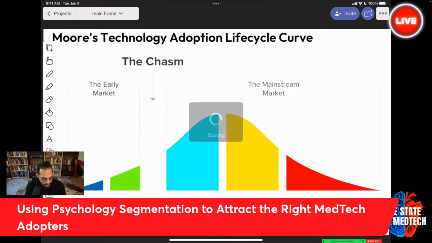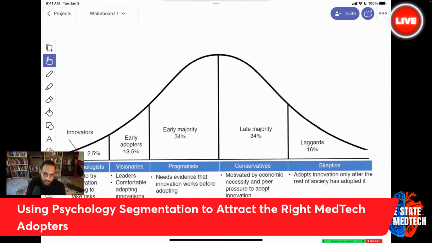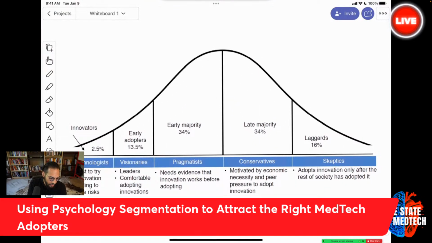Okay, so let's talk about the psychographics of this. When we look at the adoption curve, every one of these groups sits in a different area. Here we have innovators, which you can think of as technologists. They're the first to try an innovation and they're willing to take risks. You have to understand the difference between these people and visionaries, who are leaders comfortable adopting new innovations. Those are technically your early adopters.